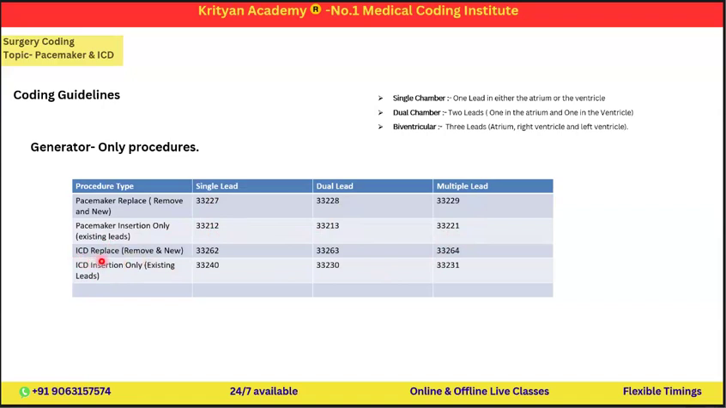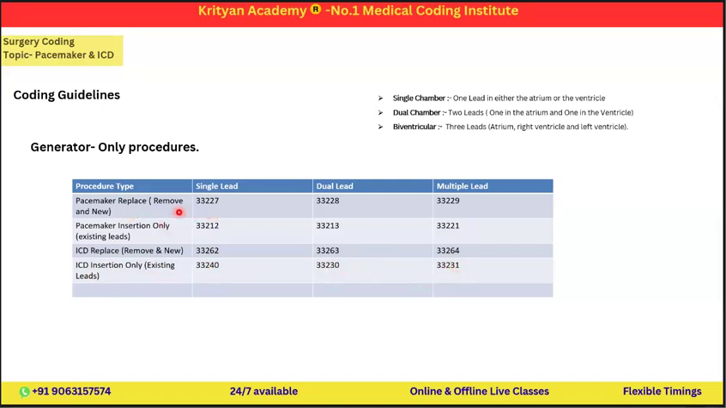If they are doing ICD replace, it is nothing but removing and placing the new one. Got it? So then we have single lead 33262, for dual lead 33263, and for multiple leads 33264. And ICD insertion only, which is existing leads. Here this is for only insertion, but that is a replace. Replace means removing the existing one and placing the new one. But for ICD insertion only with existing leads, single lead is 33240 only, for dual lead 33230, and for multiple leads 33231 only.